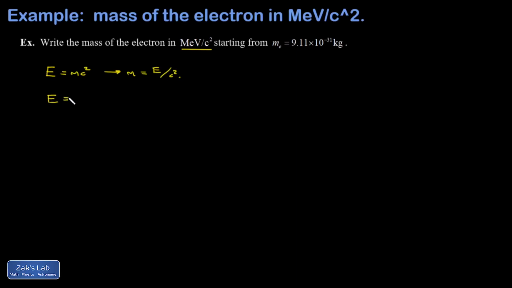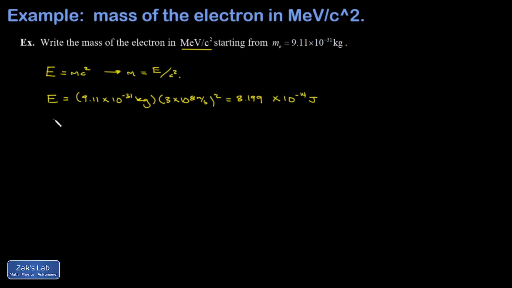And we start by finding the energy equivalence of the mass of one electron. So we have 9.11 times 10 to the negative 31 kilograms for the mass. And there's the speed of light squared. And when I run the numbers on this, I get 8.199 times 10 to the negative 14 joules.